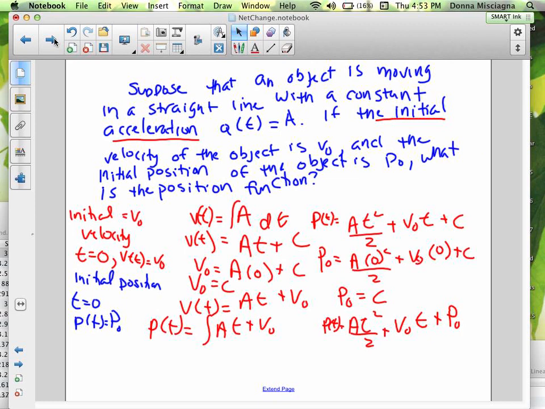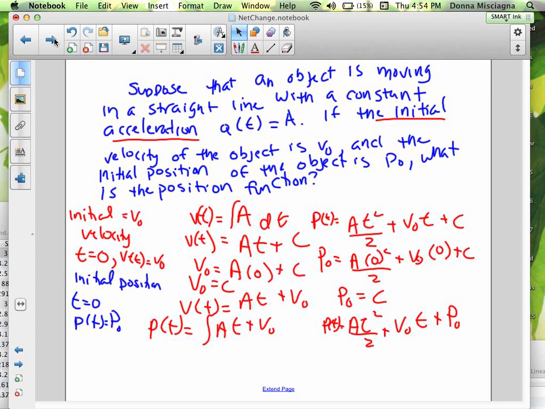We're given that acceleration is a. If we integrate a, we're going to have velocity. So if we integrate a, we have a of t plus c. We're given some information that when t is 0, velocity is v naught. So I've plugged in v naught for v of t, I've plugged in 0 for time, and we solve for c. So we have v of t equals at plus v naught.